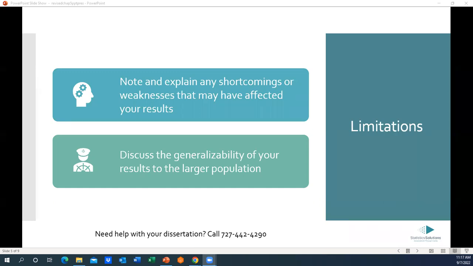Say that all studies have limitations, and this particular study had these limitations, whatever they were, and just talk a little bit about those and what they are and how they might have affected your results. You should also discuss the generalizability of your results to the larger sample population. So that means taking the information from your sample, right? Can it be transferred? Can it be generalized to the larger population?